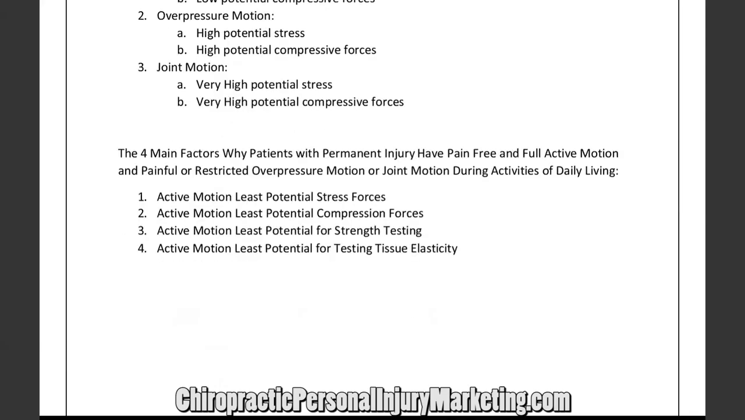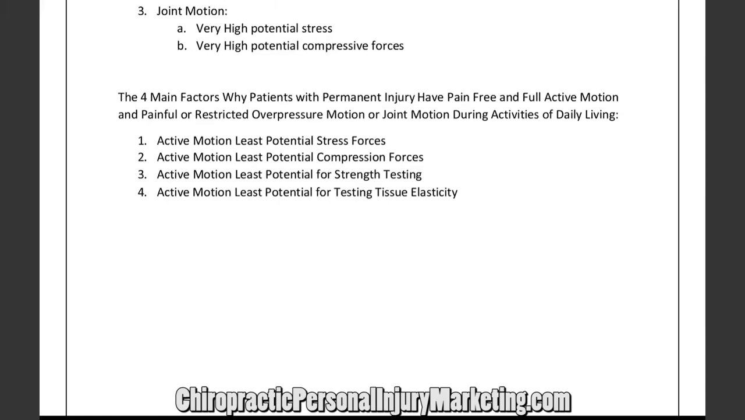So the four factors why patients with permanent injuries have pain-free and full active range of motion and painful restricted overpressure motion or joint motion during activities of daily living. Active motion is the least potential stress. Active motion is the least potential compressive forces. Active motion is the least potential for strength testing. Really I should have included neutral first, and then it accentuates with active motion, starting out slow with compressive tensile forces and slowly increasing until it gets toward the overpressure range of motion in that category.